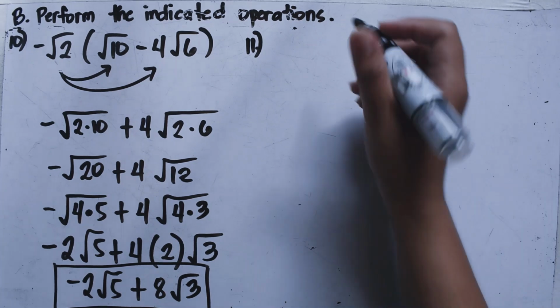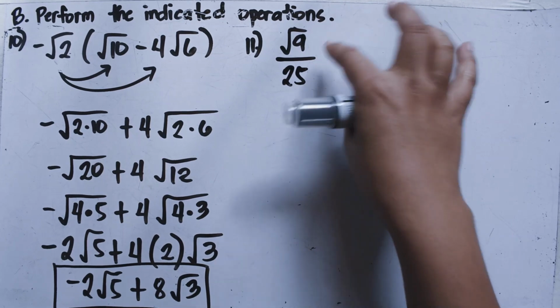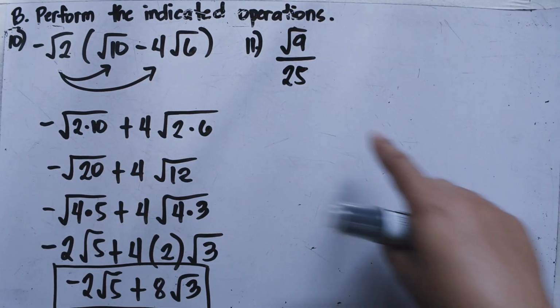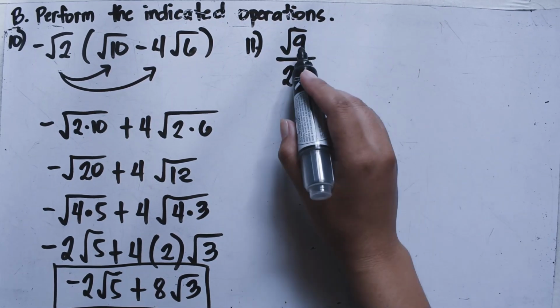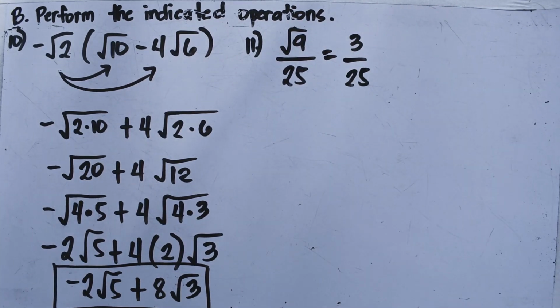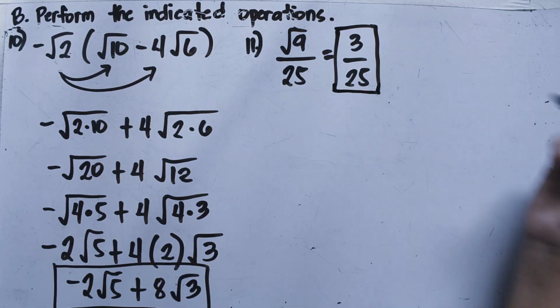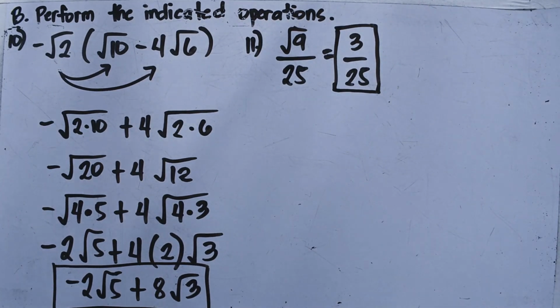So, number 11 na tayo. The given is, we have square root of 9 all over 25. 9 po yan ha, hindi yung 3. So, simplify natin. So, napadali lang nito, diba? What is the square root of 9? So, we have 3 over 25. O, pwede pa po ba natin i-simplify? Hindi na. Therefore, ito na agad-agad ang ating final answer sa number 11. So, madali lang, diba? Ayan.